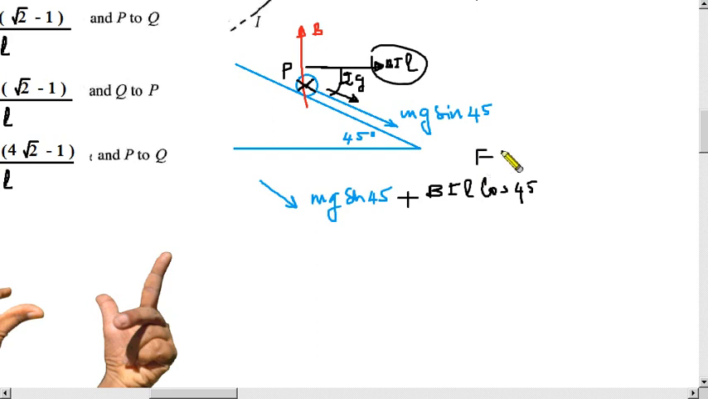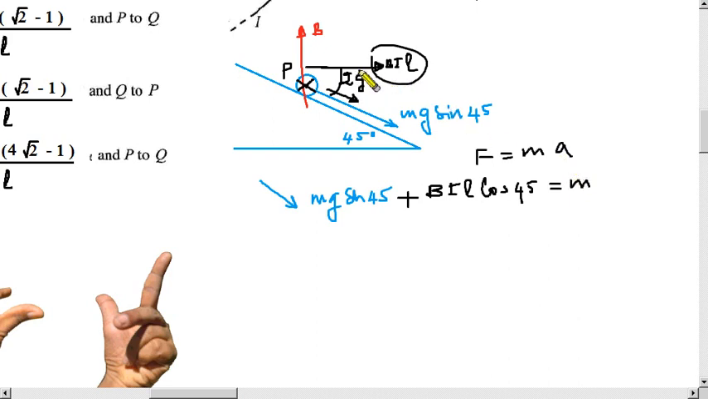So we are going to use F equals ma. So instead of F we have to write all this total thing, because that is the component, that is the resultant force. So equals m.